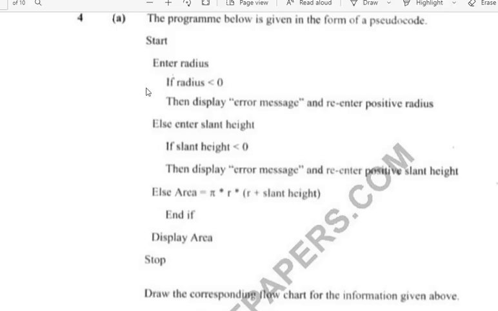In fact, let's do this. So we'll have start, and we'll be using red for the drawings. We've got start. Then what follows after the start? According to the pseudocode, we have enter radius. Whenever you have an input or an output, we use such a shape. Let me just show it here for you. So from start, we have to enter the radius.